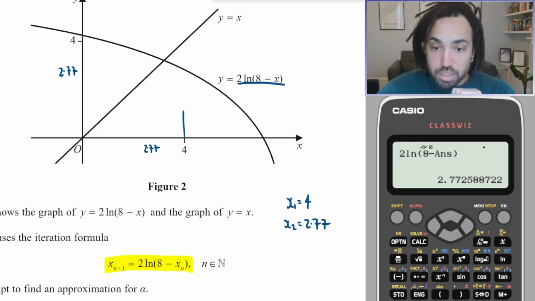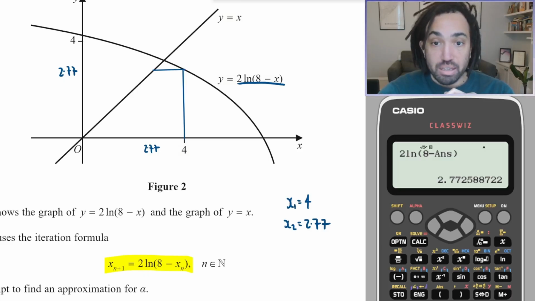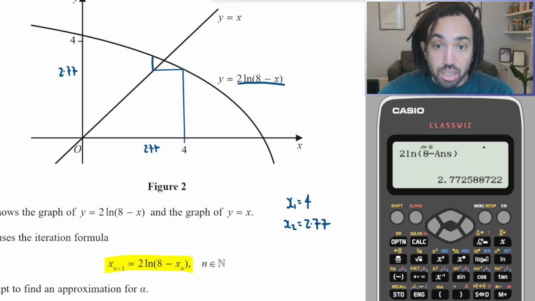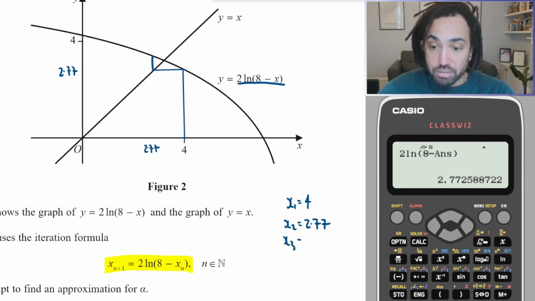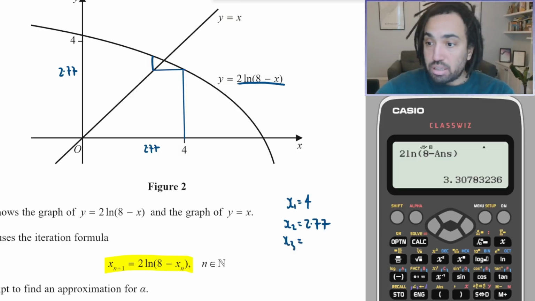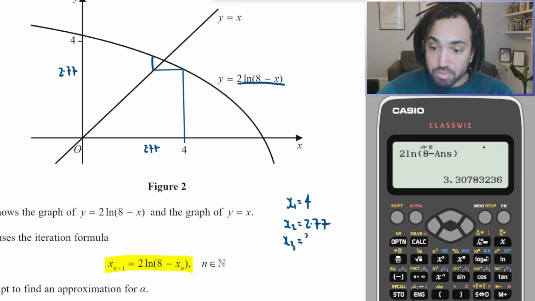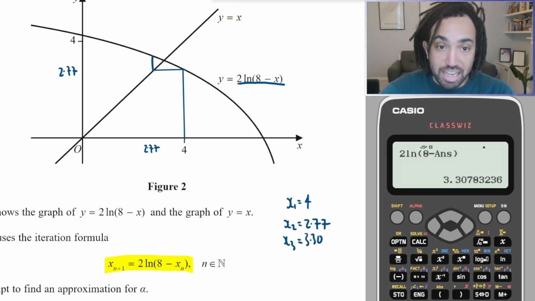We go up to the curve, which gets a value of 2.77. We go across, and that tells me exactly where x is 2.77. And then I can go up to the curve again, and this is where I get my x3 value, which I could use my calculator to do, 3.30. So therefore we know that the next x value needs to be 3.30.